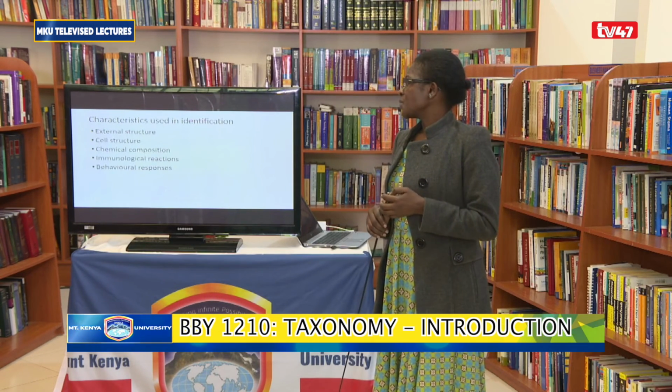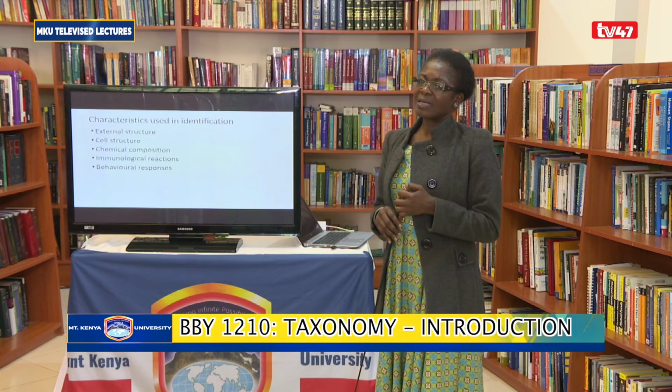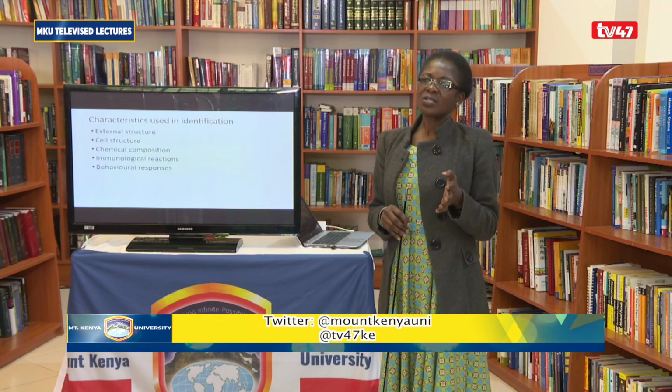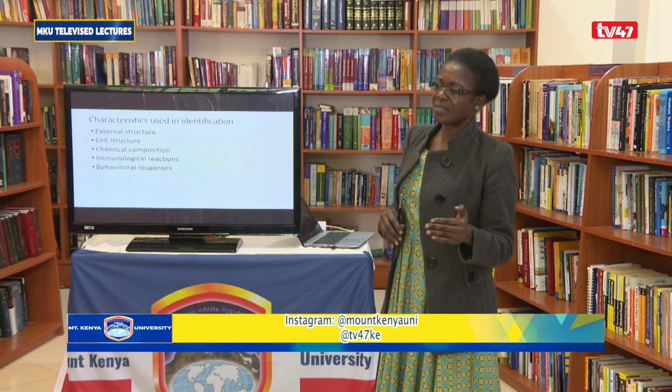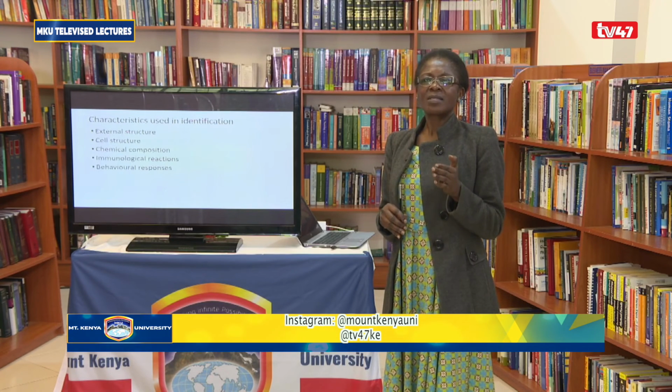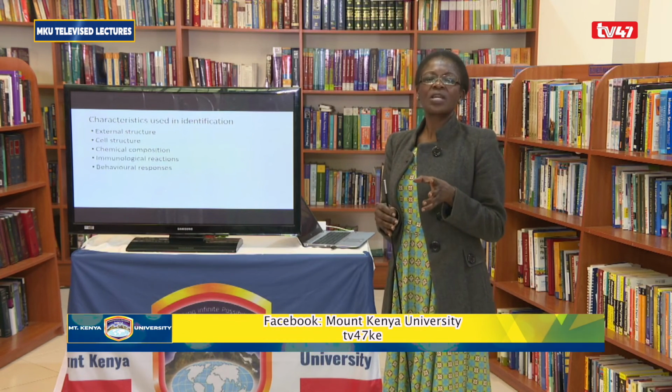We can also use the characteristic of immunological reactions. Immunological reactions refers to the antibody-antigen reactions, where every living organism has an immune system which gives its immunological reactions. So based on the similarities of the immunological reactions that different organisms have, we can use that to distinguish and even relate the different organisms that we have, such that if you see a particular immunological reaction in a given organism, we can classify it as a particular organism and identify it as such.